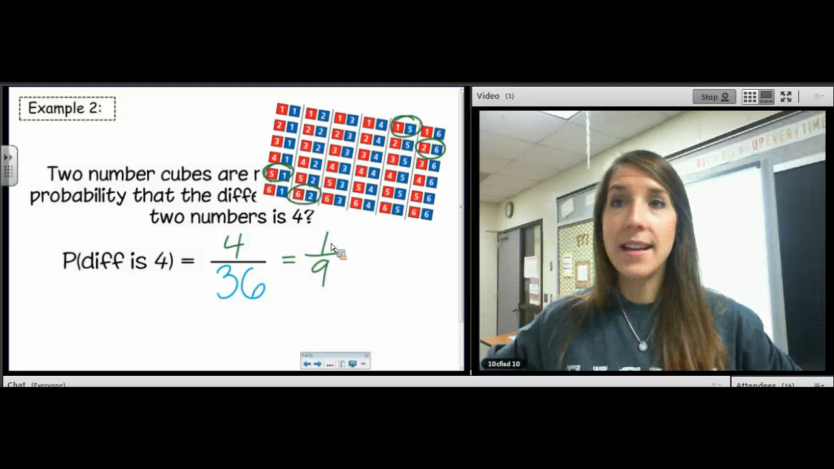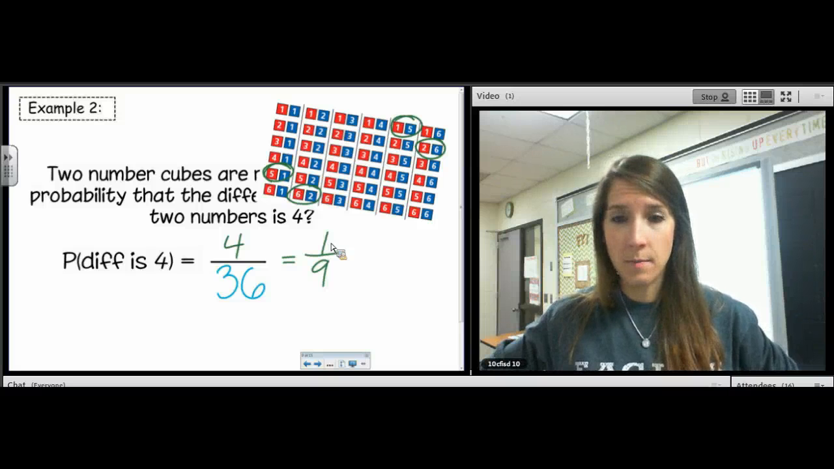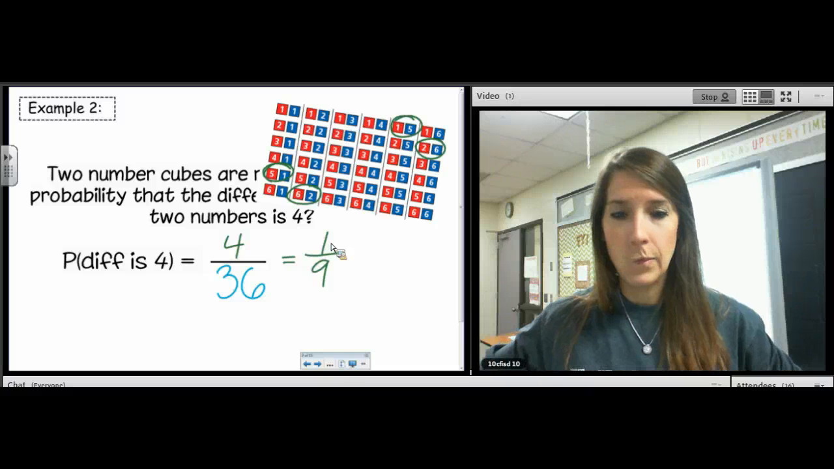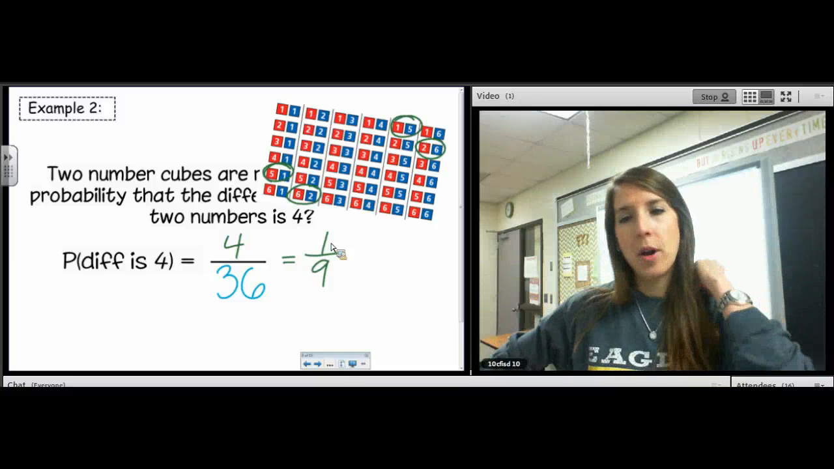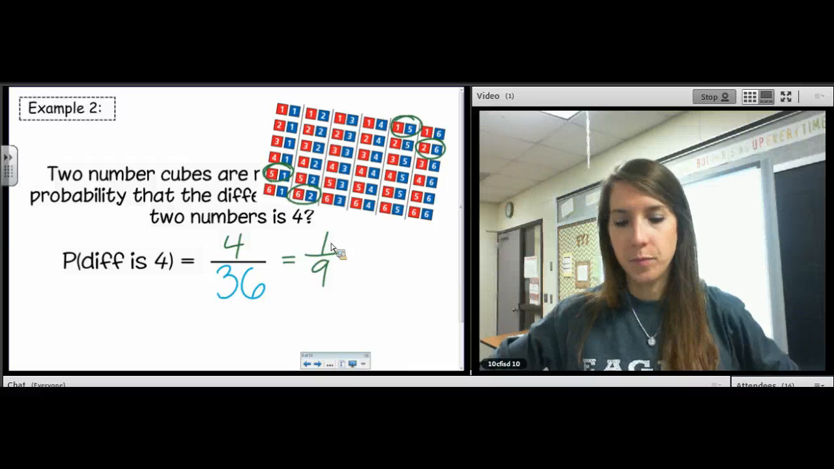Now, let's talk about a different way we could have gotten that denominator. How else? Would that be a permutation or a combination?